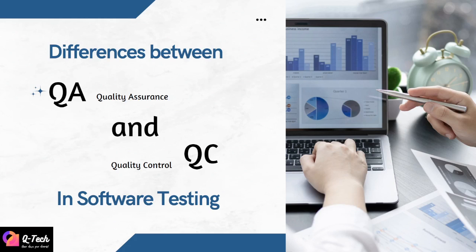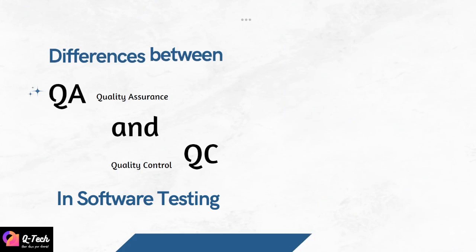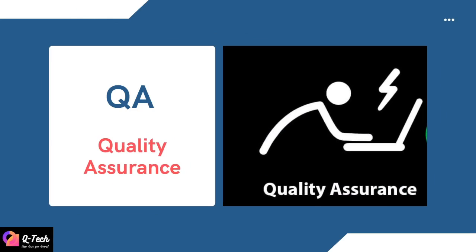So now let's start this video, the difference between QA and QC. The first one is QA, that is quality assurance, and QC is quality control. So let's move to the next slide and understand QA and what this process is, and after that we move to QC and understand the process of QC, quality control. Also the differences between QA and QC. So let's start. The first one is QA, quality assurance. What is quality assurance?